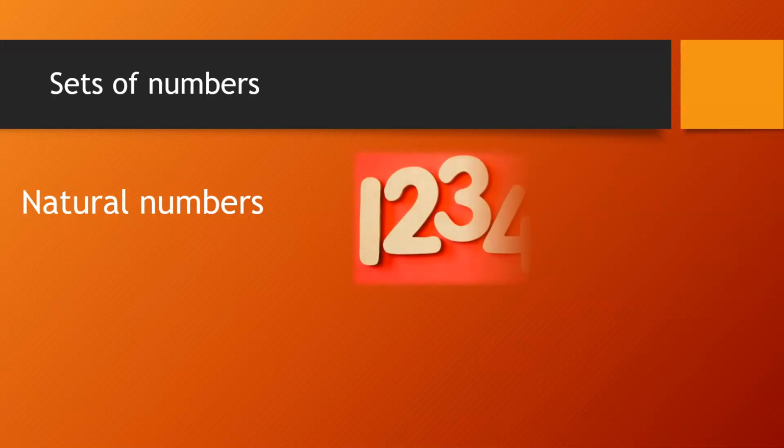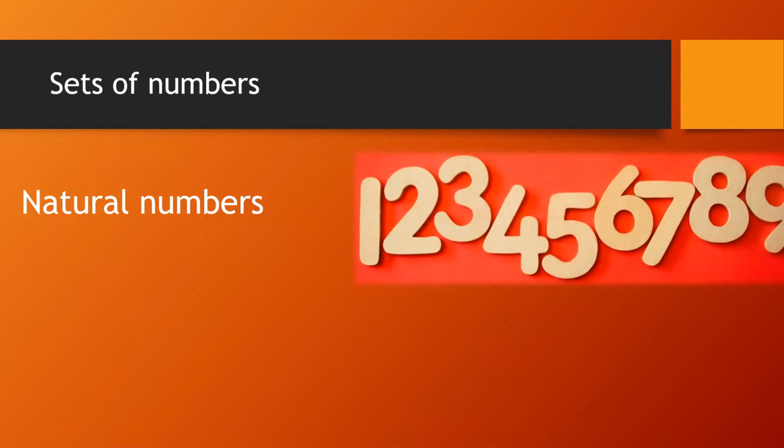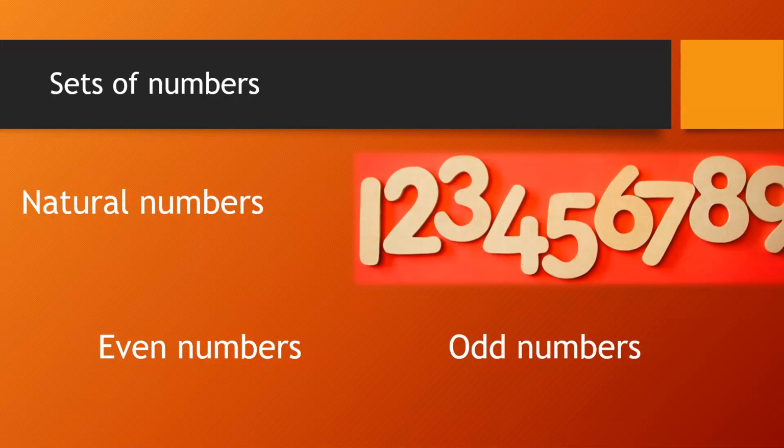The natural numbers are also called the counting numbers. 1, 2, 3, 4, 5, 6, 7, 8, 9, 10, 11, and we could keep going on and on because the natural numbers never end. Within that set of natural numbers, we can also talk about even numbers. That would be 2, 4, 6, 8, 10, and so on. Or the odd numbers, which would be 1, 3, 5, 7, 9, and so forth.